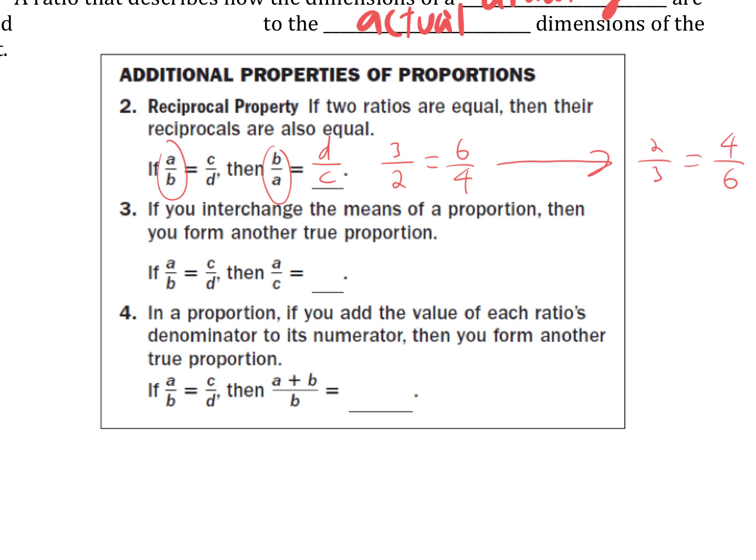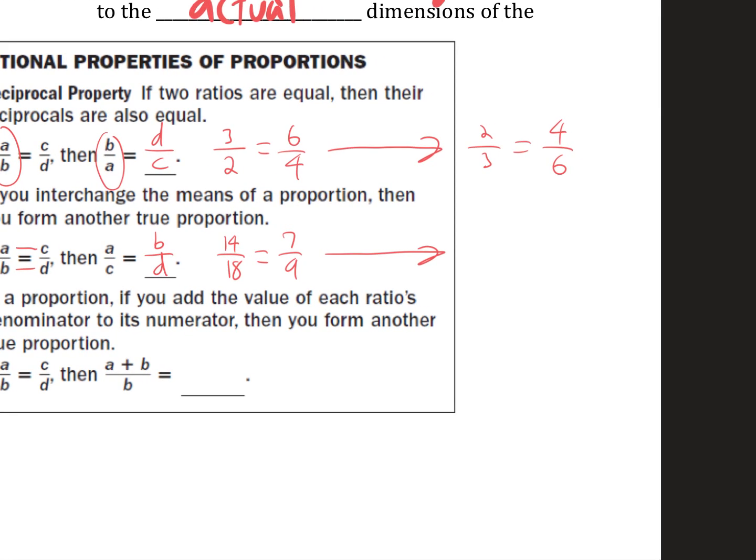So you can see we have A over B equals C over D. Then A over C is going to equal what? B over D. We can flip horizontally as well. So for example, if we have 14 over 18 equals 7 over 9, then what would the new one be? I want you guys to see if you can figure it out. We flip it horizontally, it's going to become 14 over 7 equals 18 over 9, and those are equivalent fractions. So you divide those, you're going to get 2 equals 2.